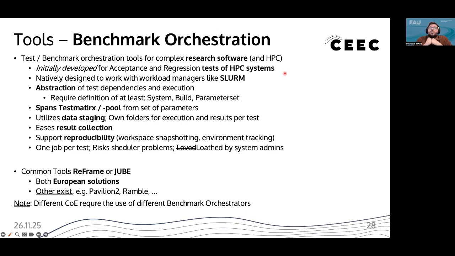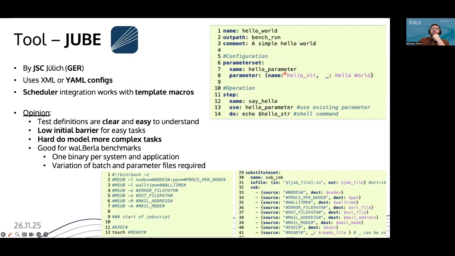But these two at least I tested already, and I think they are the most commonly used also in between the EU projects, the different COEs. Here I will start with Jupe. Jupe is from the Jülich Supercomputer Center in Germany.